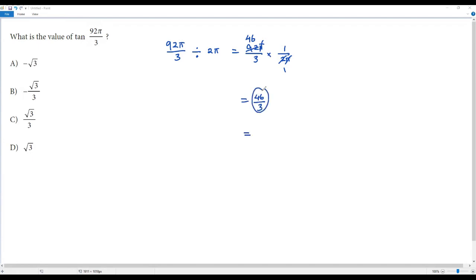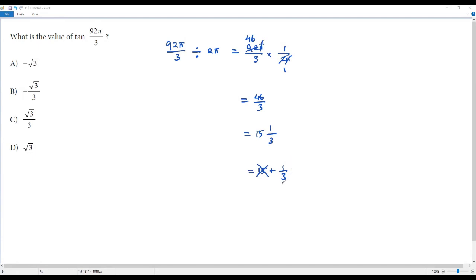Now we can change this improper fraction to a mixed number. We know that 3 goes into 46 15 times. Let's write 15, and 15 times 3 is 45. So in 46 we have 1 left over, and the denominator can be taken over here. So this mixed number 15 1 over 3 equals this division, and 15 1 over 3 can be written as 15 plus 1 over 3. So in this 92 pi over 3 radians, we have 15 complete rotations, and apart from the 15 complete rotations, we have 1/3 of a rotation. Okay, now let's ignore the 15 complete rotations and consider this 1/3.